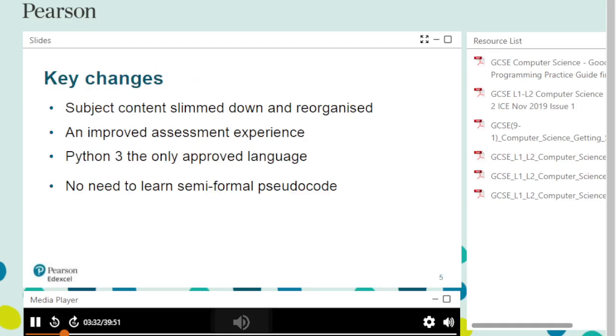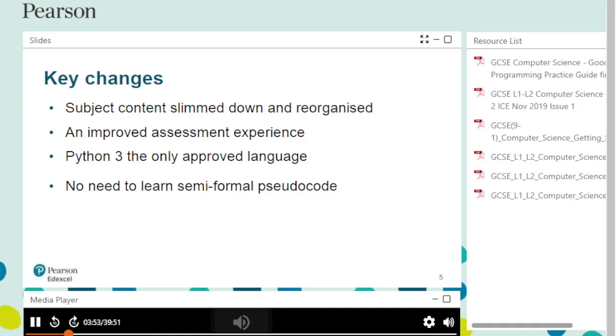Our 2020 specification represents incremental improvement rather than radical change. We've organised and streamlined the subject content to give you more time to focus on core principles and concepts, and to free up sufficient curriculum time for students to develop their practical programming and computational thinking skills.